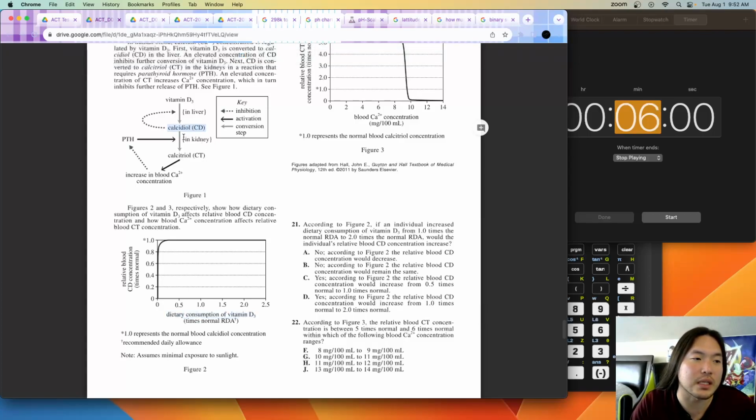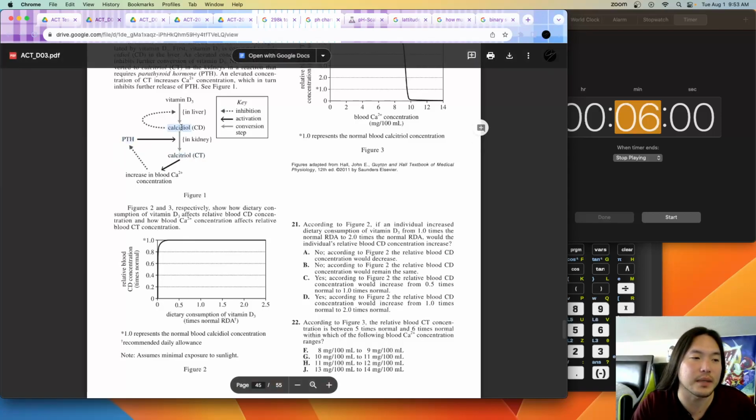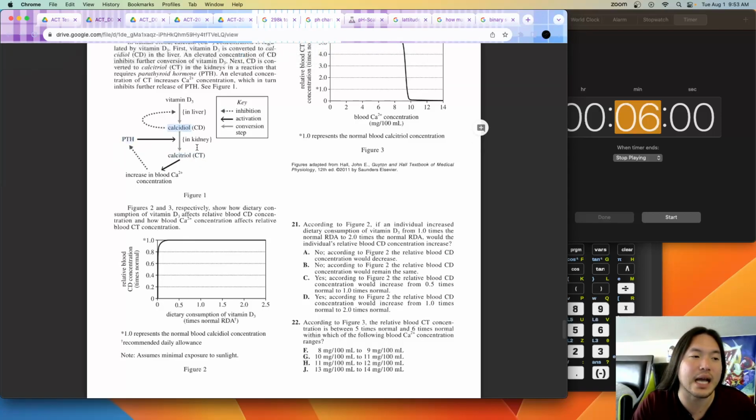Then the CD goes into the kidney, where it's converted into CT, and CT causes high levels of Ca2+, and Ca2+ inhibits PTH. You need PTH to activate the conversion from CD into CT. But once you have too much CT, it creates too much Ca2+, which causes PTH to disappear. This is how the body knows when to stop making CT.